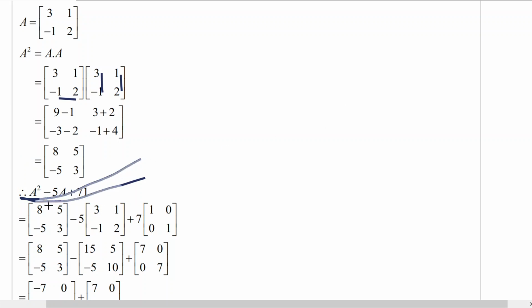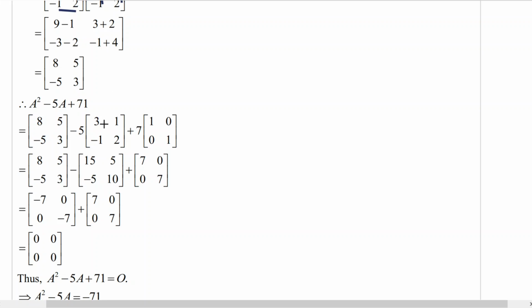So this thing is giving me a hard time. Okay. So A square, this is the value of A square, minus 5A plus 7I. So A is already given, right? And I, we already know what I is.